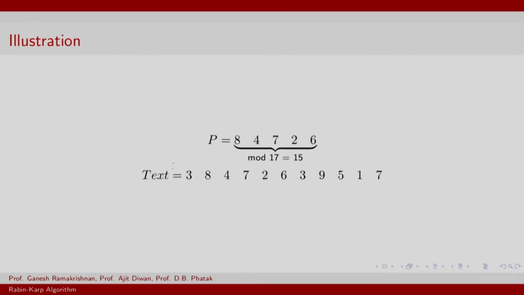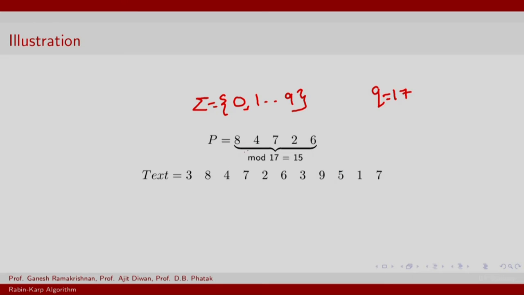So here is an illustration. Here we are looking at an alphabet set sigma, which is ranging from 0 to 9. So we are basically looking at decimal representations. The choice of Q in this case is the prime number 17. So we look at the pattern P, the decimal representation mod 17 is 15. Now suppose we had to match this against this long text.